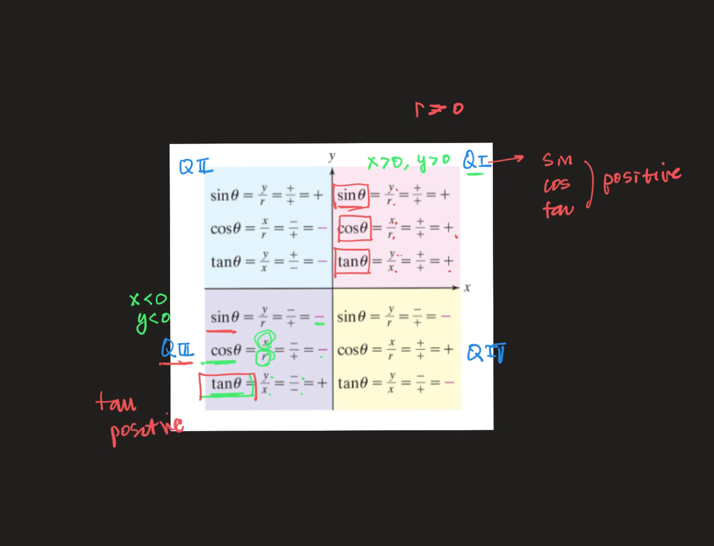Let's go quadrant 2. You're going to check it. What is positive? y over r. In quadrant 2, x is negative and y is positive. Only sine is positive.